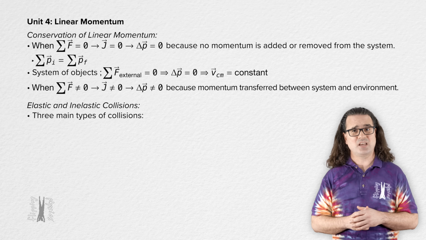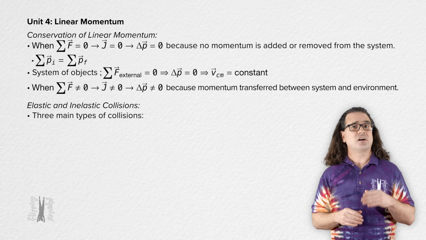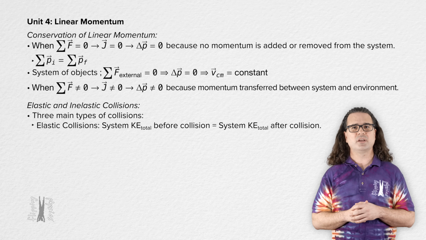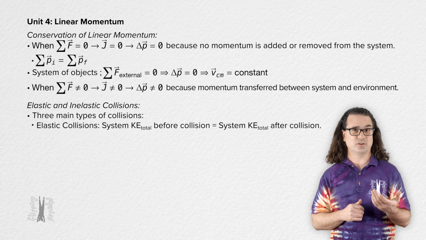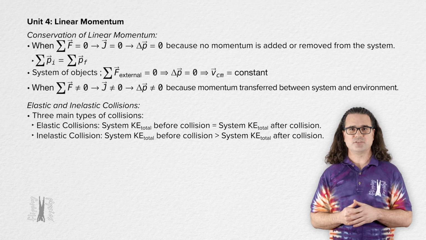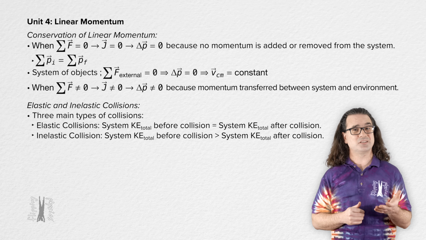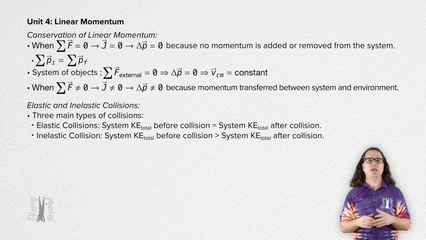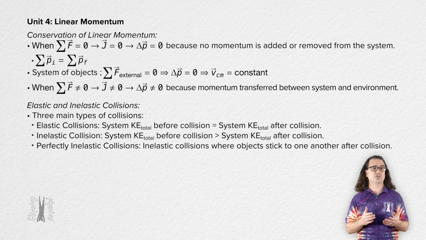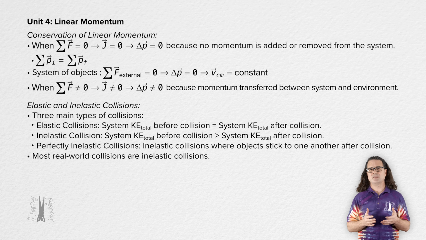There are three main types of collisions. They are elastic collisions, where the total kinetic energy of the system before the collision is the same as the total kinetic energy after the collision. Inelastic collisions, where the total kinetic energy of the system decreases during the collision. And perfectly inelastic collisions, which are inelastic collisions where the objects stick to one another after the collision. Most real-world collisions are inelastic collisions.